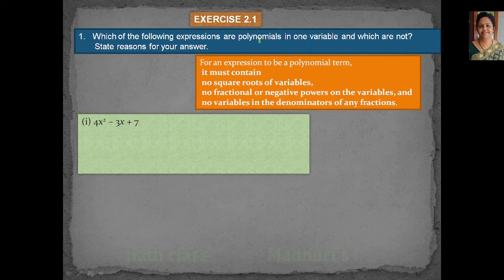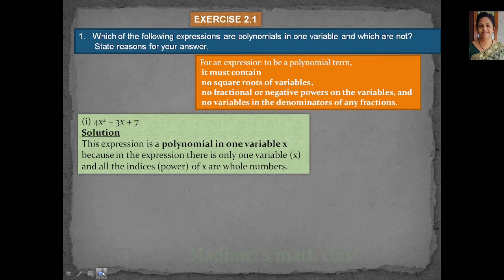Which of the following expressions are polynomials in one variable? Here, variable is x, only one variable. And here no square roots of variables, no fractional or negative powers on the variables, and no variables in the denominator. So the expression is a polynomial in one variable x because in the expression there is only one variable x and all the indices powers of x are whole numbers.